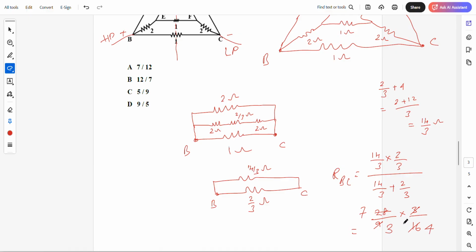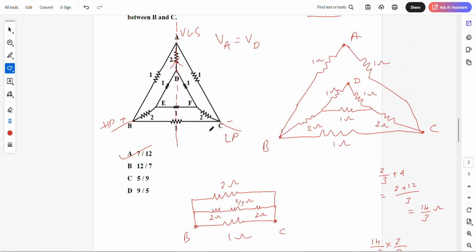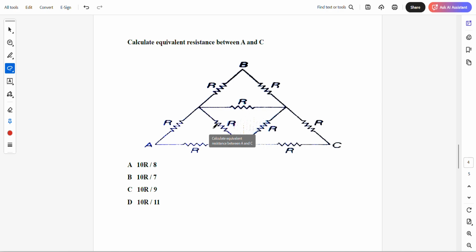7 by 12. Sorry, 7 by 12. RAB is 7 by 12 ohm, that is the right answer. Hope you understood. It is very easy, okay? After taking this problem, we will go to the next problem.